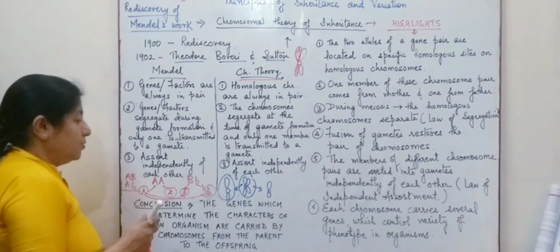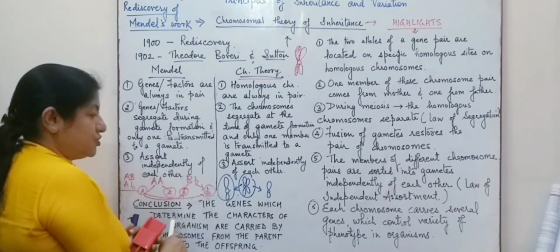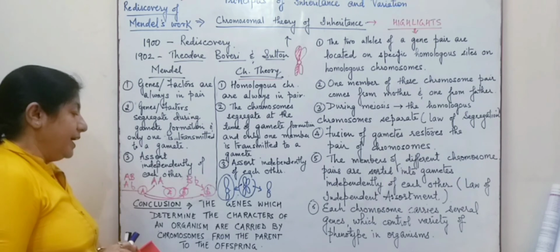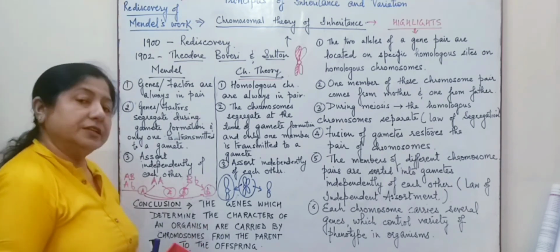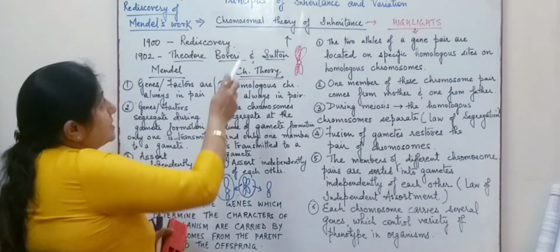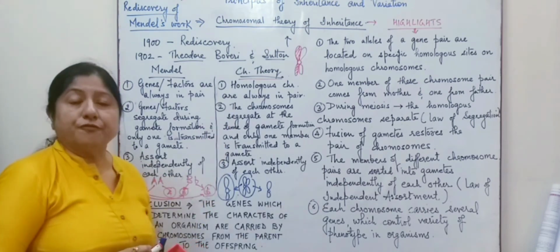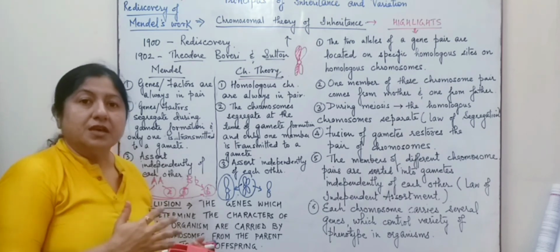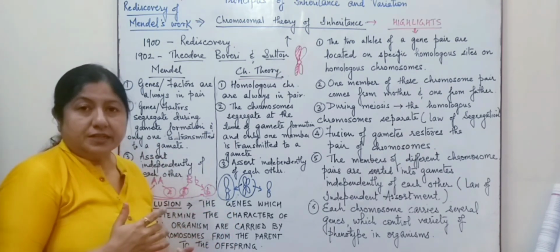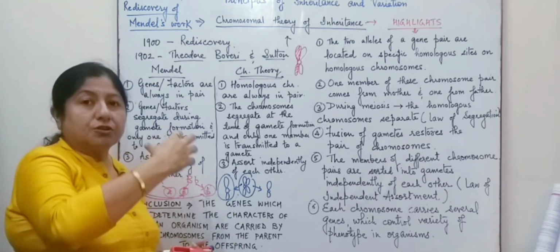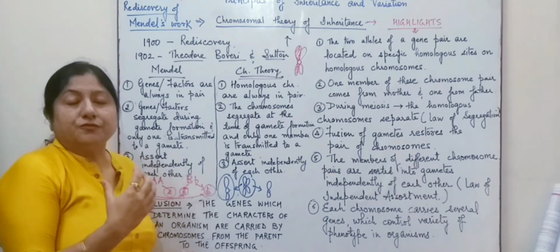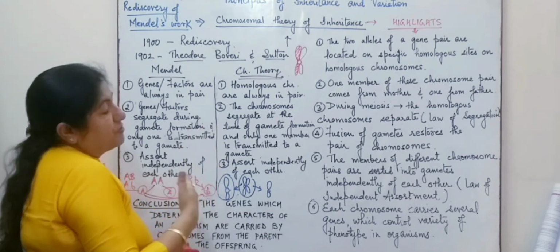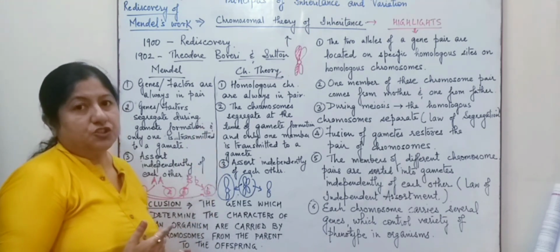So we can conclude that the genes which determine the traits of an organism are carried by the chromosomes from the parent to the offspring, and this is what the chromosomal theory of inheritance is. The chromosomal theory of inheritance changed the focus of inheritance from the genes to the chromosomes, because the movement of the chromosomes decides the trait which will be transmitted from one generation to the other.